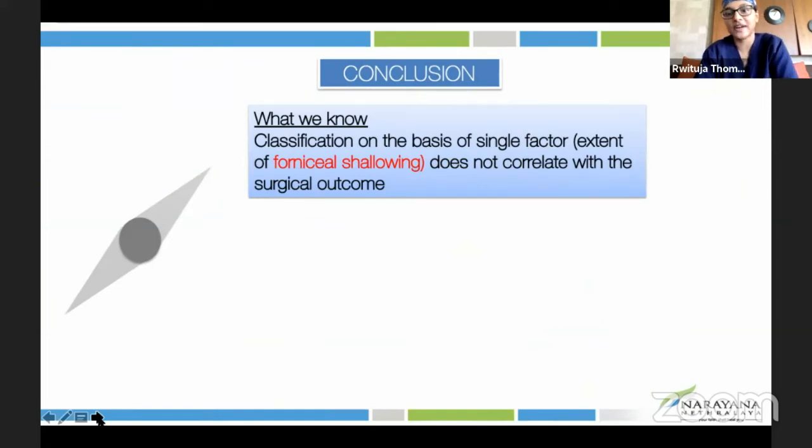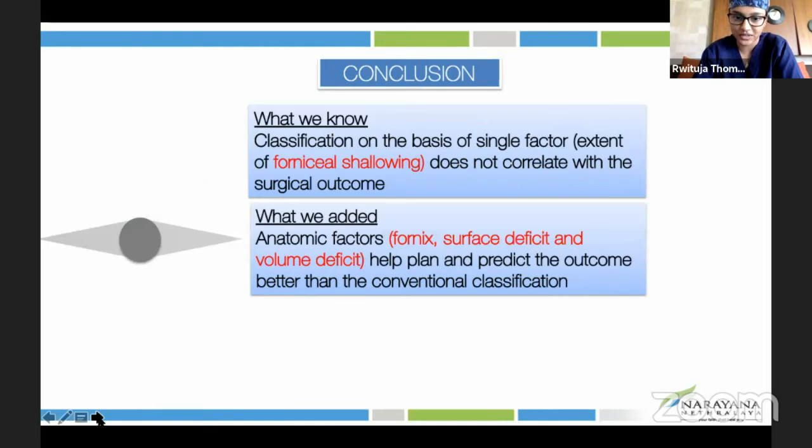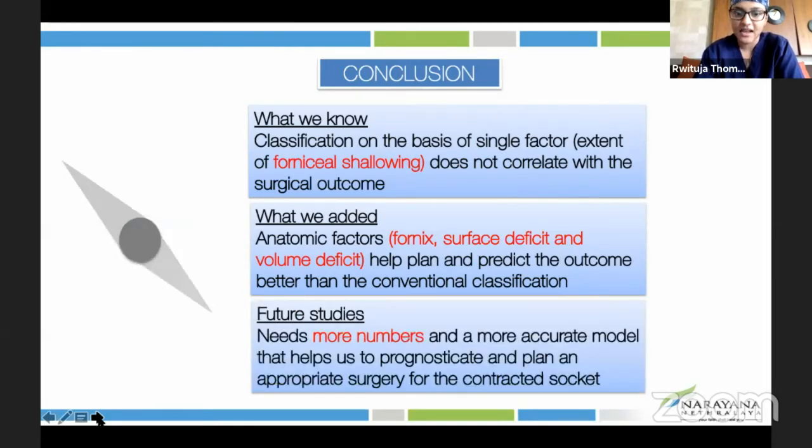So what we know already is that fornix shallowing is not the only factor which correlates with surgical outcome. What we added is surface deficit and volume deficit. And we need future studies to quantify it better.